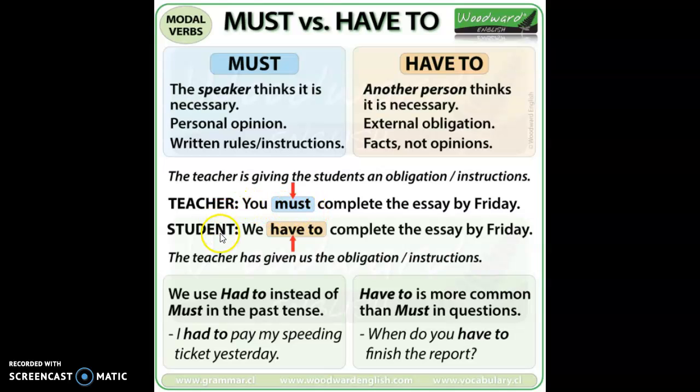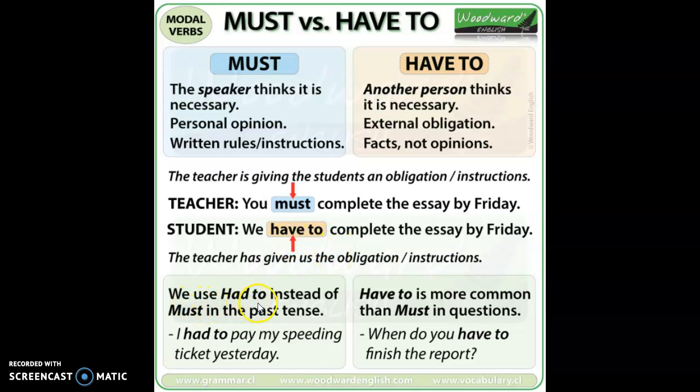Okay? And the student says, we have to complete the essay by Friday. We have to because the teacher has already given the students the obligation or the instructions. This have to is read as external obligation. Okay, so, well, that is basically the difference. One is what the speaker says, the other refers to external opinion or obligation.